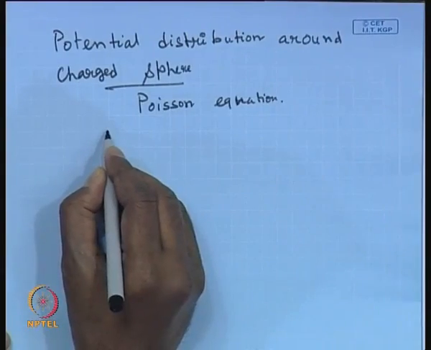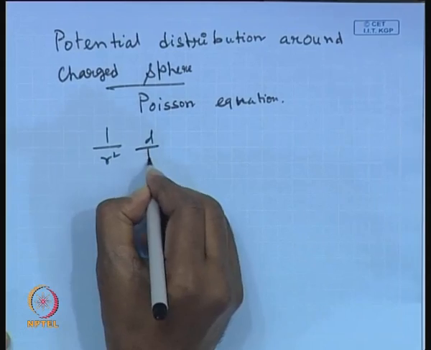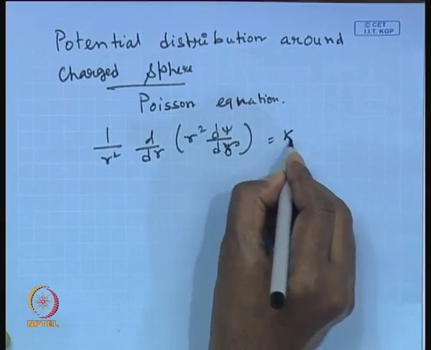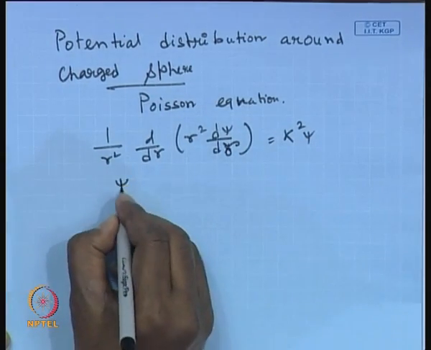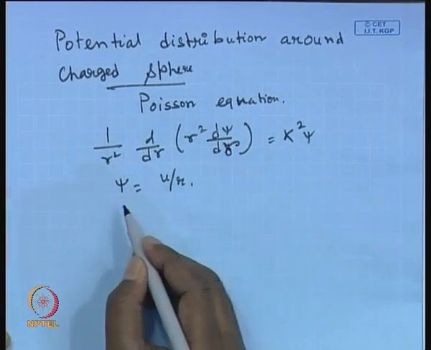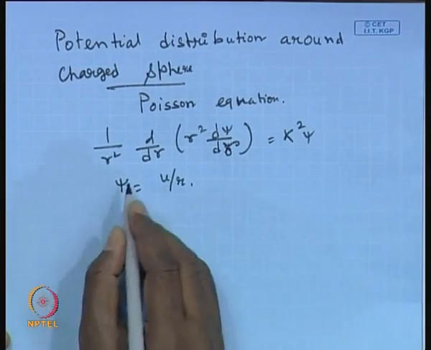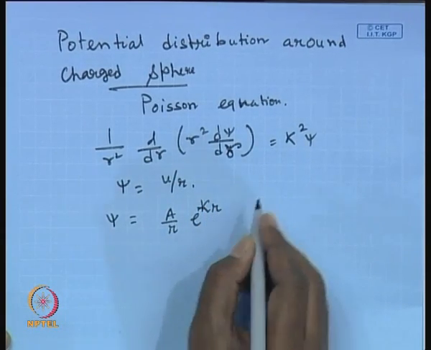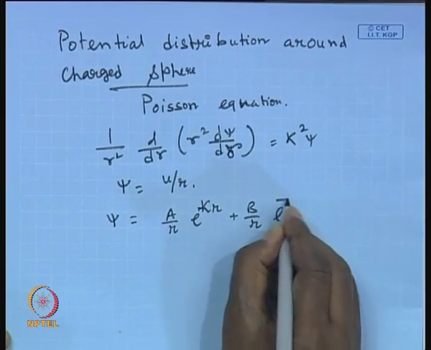Then we will take recourse to the Debye-Huckel approximation, that means the surface potential psi will be less than 25 millivolt. So, you will get some simplification in your calculations, and finally, you will get the expression for the potential distribution as 1 over r square d dr of r square d psi dr equal to kappa square psi. Now, you do a substitution, a change of variable, psi as u by r, and simplify this equation, and then this equation has to be solved with the boundary conditions. The solution of this equation turns out to be a by r e to the power kappa r plus b by r e to the power minus kappa r.